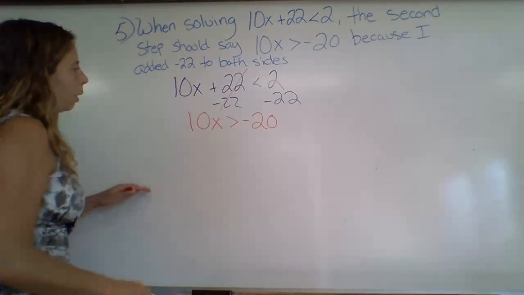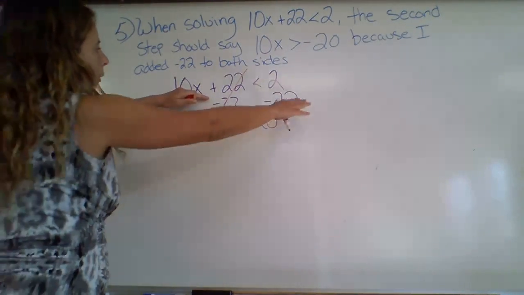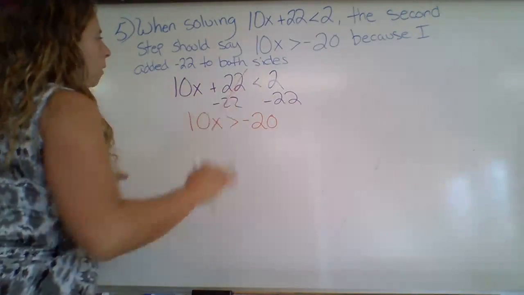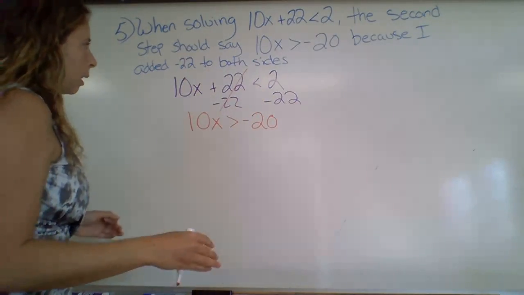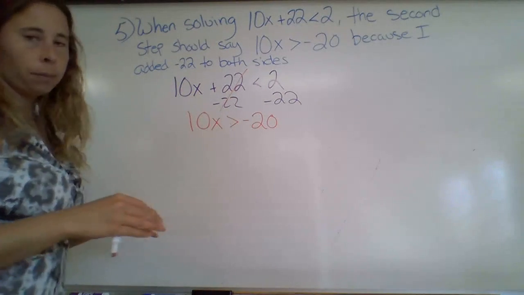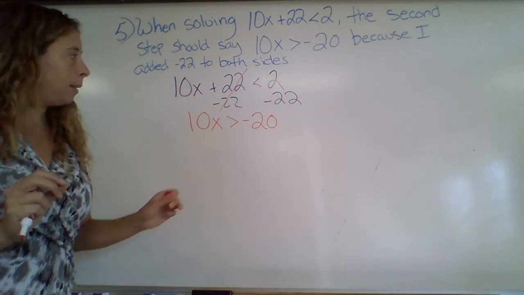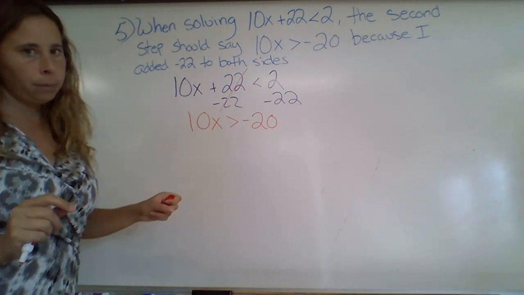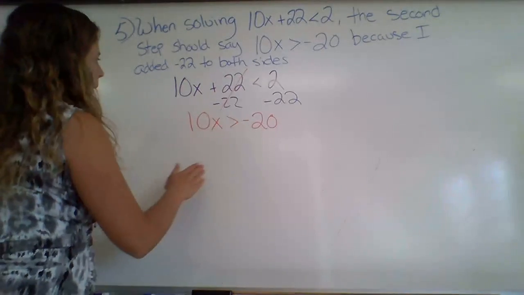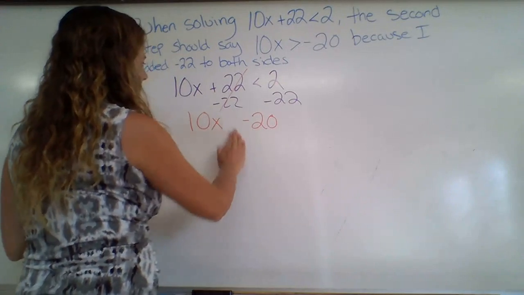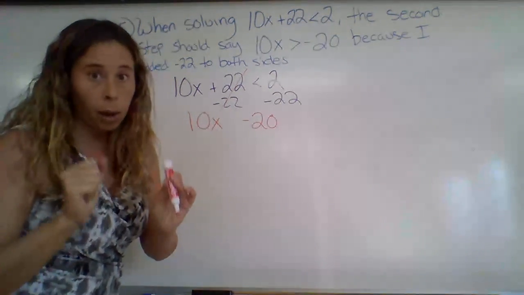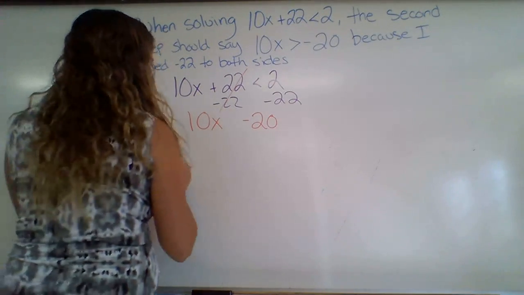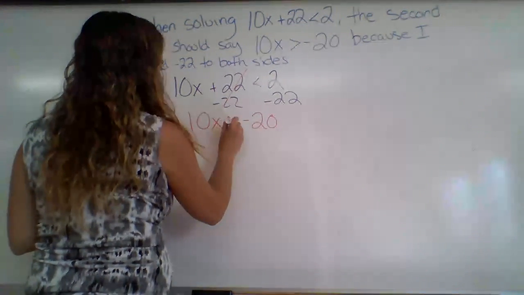Well, let's see, what did I do? I subtracted the same amount from both sides. Do I have to flip my sign when I subtract the same number from both sides? No. Only when you multiply or divide by a negative number. So no, you do not flip the sign.